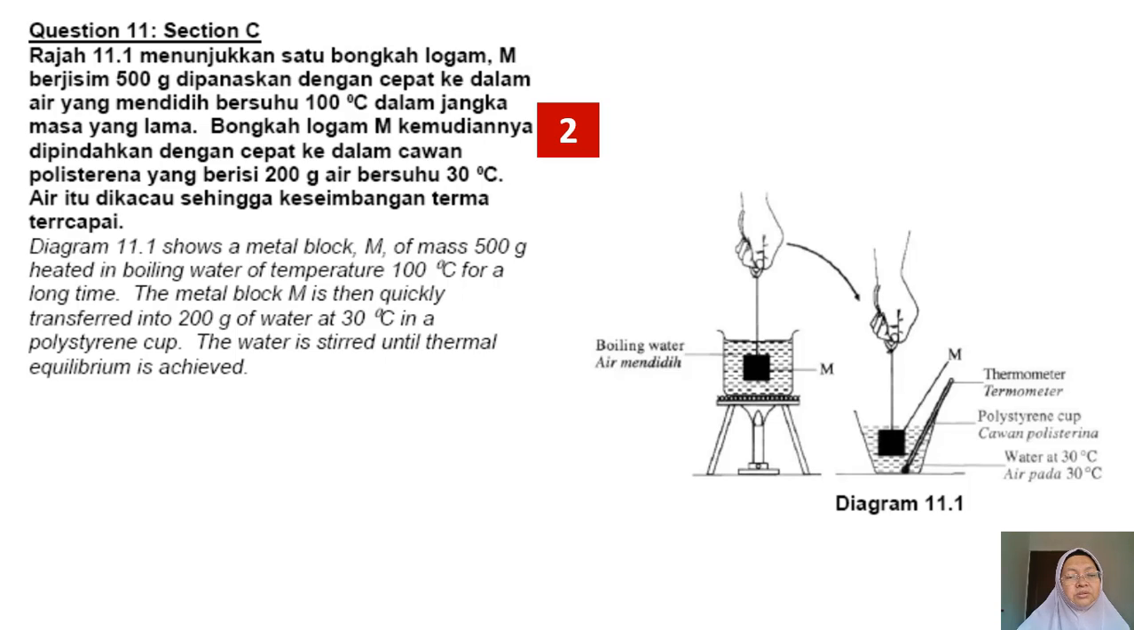Diagram shows a metal block M of mass 500 gram heated in boiling water of temperature 100 degrees Celsius for a long time. The metal block M is then quickly transferred into 200 gram of water at 30 degrees Celsius in a polystyrene cup. The water is stirred until thermal equilibrium is achieved. Okay, so this is a block M. Okay, put inside the boiling water and then take out and put inside water in a polystyrene cup, right?